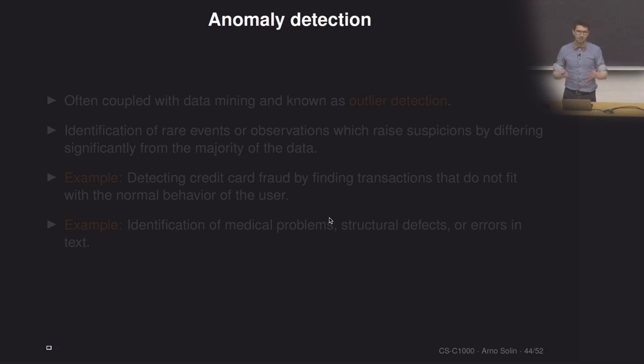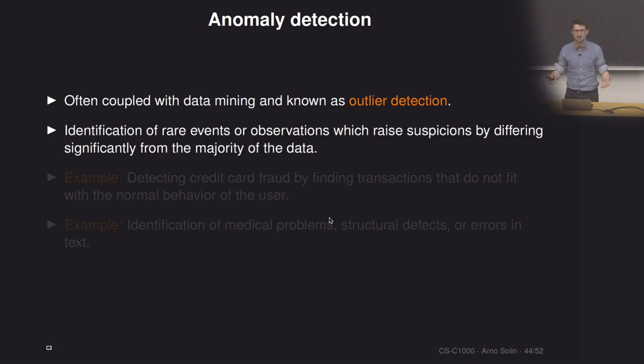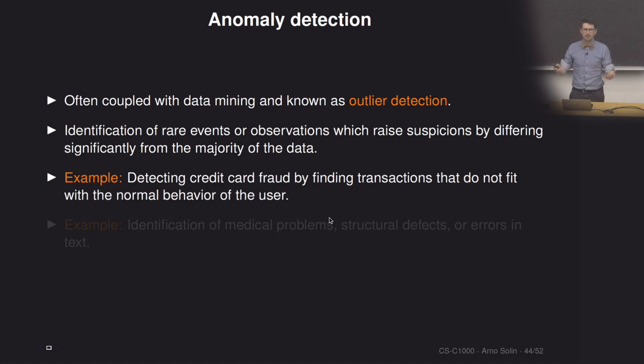I'm just mentioning some application areas because they are kind of interesting and not covered elsewhere in the course. Anomaly detection is often coupled with data mining and also known as outlier detection, kind of like finding rare or surprising things. So basically identifying observations that don't fit your assumptions about what should happen. A good example of this is detecting credit card fraud by finding transactions that do not fit the user profile.